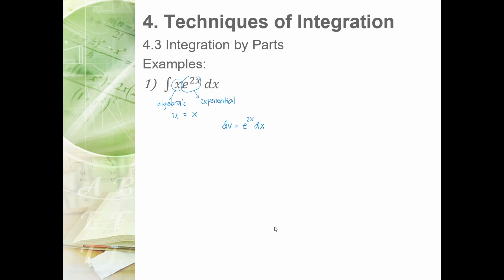So second in priority are the v and the du terms. This one you derive, so you will get du is equal to dx. Then this one you integrate, so getting the v, this one becomes 1 half e raised to the power of 2x.